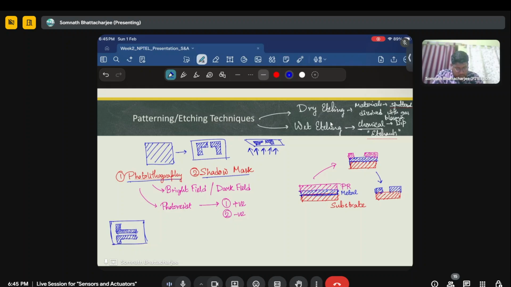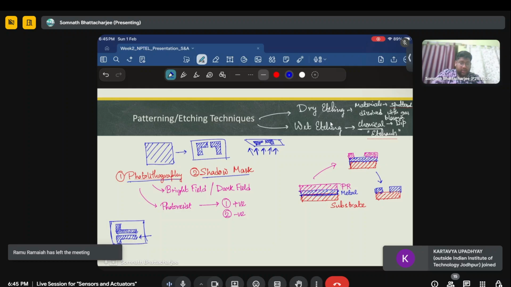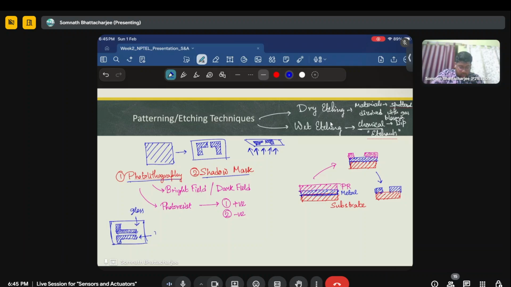Based on your mask, if your pattern is like this, this one is a darker portion that is made out of quartz, and this one is the lighter portion that is made out of glass. So let me write it down. If most of the mask is brighter, with the pattern made out of quartz, it will be known as a bright field mask.